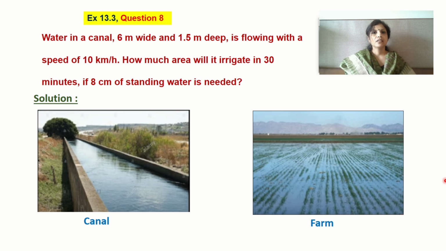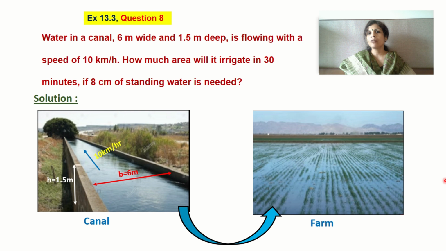We are given that the width of the canal is 6 meter and the depth of the canal, or we can consider that as a height of the canal, as 1.5 meter. We are also given that the water is flowing with the speed of 10 km in 1 hour through the canal. This water is going into the farm and it is irrigating the crop in the farm. We have to find out how much area this water will irrigate in 30 minutes time, keeping in mind that the height of the water in the farm must be 8 centimeter.